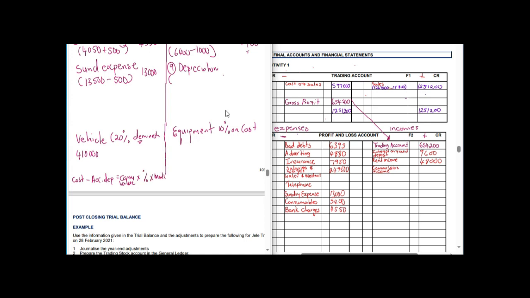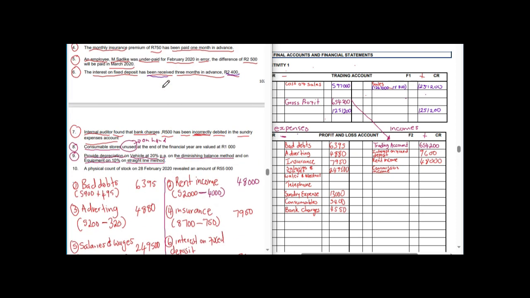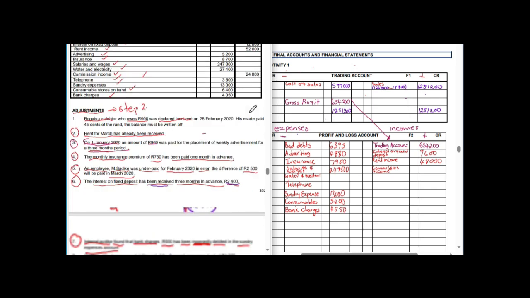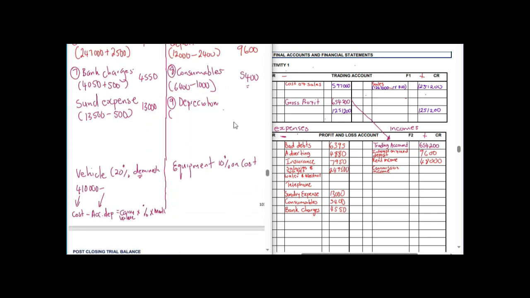And then guys, now we have our cost. Then now we need to subtract our accumulated depreciation. And then we are going to our pre-adjustment trial balance. We have been provided with accumulated depreciation on the vehicle, which is 160,000. And then subtract 160,000, and then equals to our carrying value. So 410,000 minus 160,000 equals 250,000.